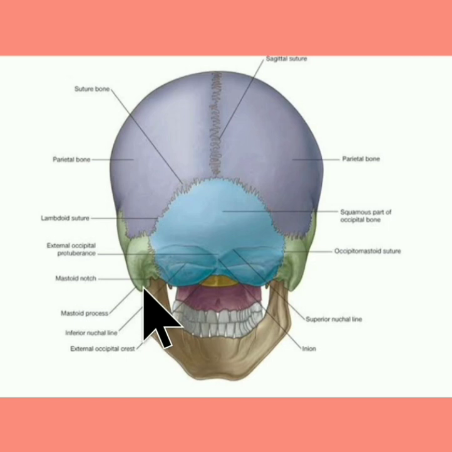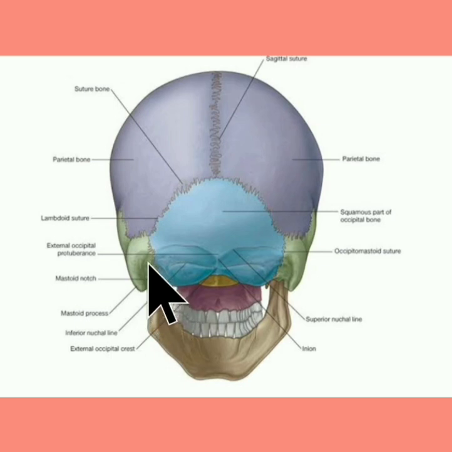On the medial surface we have a notch, which is called the mastoid notch, and from it originates the posterior belly of the digastric muscle. An occipital groove is observed medial to the mastoid notch, and this groove lodges the occipital artery.